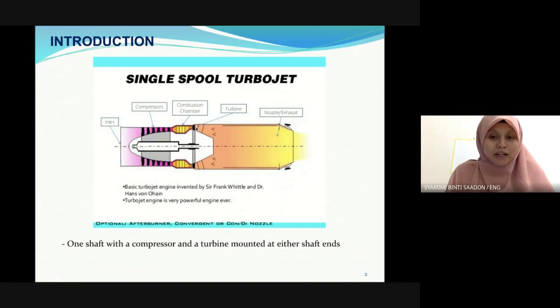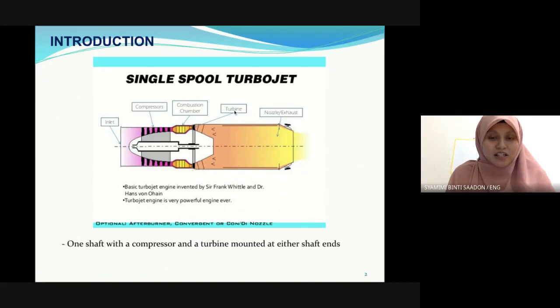Okay, so we have the turbine where the air will expand, and the temperature also will decrease a bit. And then the nozzle, or exhaust nozzle, where the air will be accelerated, the velocity will increase to a high speed, and at the end it will exit the engine. So this is the basic turbojet engine, which was invented by Sir Frank Whittle and Dr. Hans von Ohain. The turbojet engine is a very, very powerful engine.